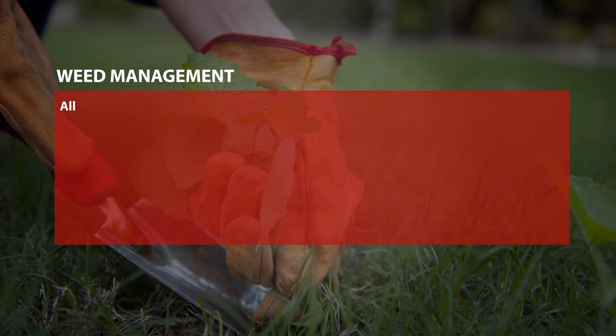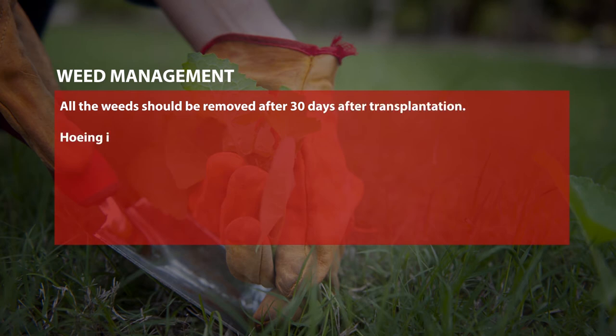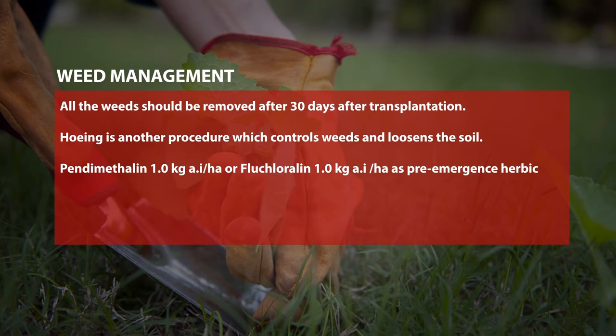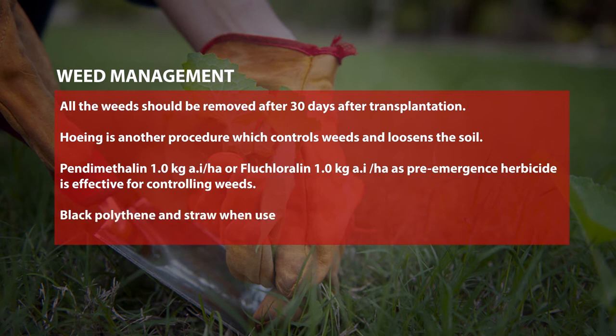Weed management. All the weeds should be removed 30 days after transplantation. Hoeing is another procedure which controls weeds and loosens the soil. Pendimethalin 1.0 kg a.i. per hectare or fluchloralin 1.0 kg a.i. per hectare as pre-emergence herbicide is effective for controlling weeds. Black polythene and straw, when used as mulch, help to retain moisture of the soil.